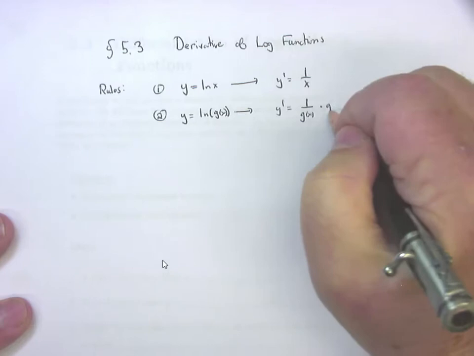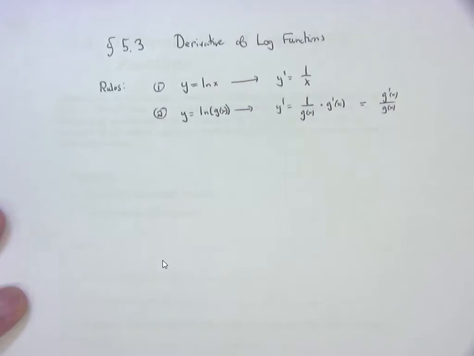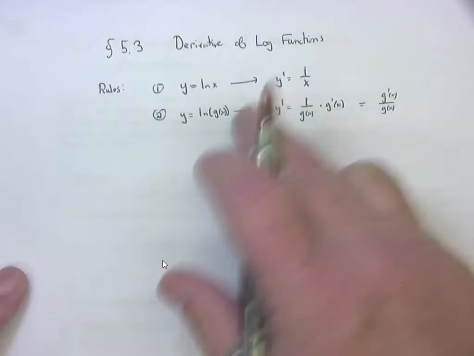And some teachers would write this as g prime of x over g of x, and that's absolutely fine. But when I want you to memorize this stuff, memorize the rule: the derivative of natural log of x is 1 over x. The derivative of natural log of a function is 1 over the function, chain rule, times the derivative of the inside. So this is the chain rule version of that.